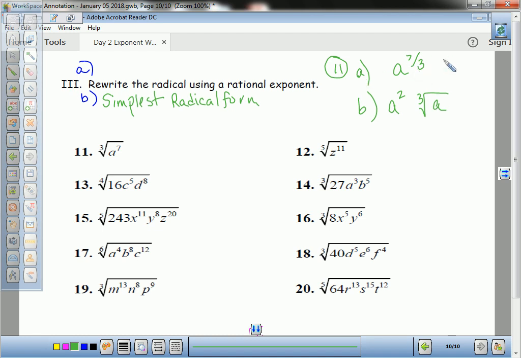This is as a rational exponent. So rational exponent is really easy. You just do the power and the root. Simplest radical form is where you have to take this idea to simplify the radical.